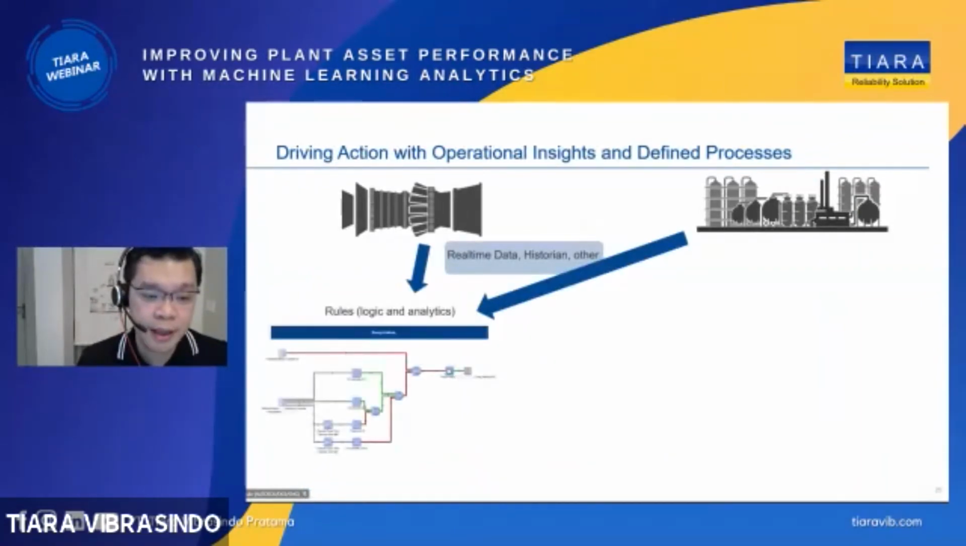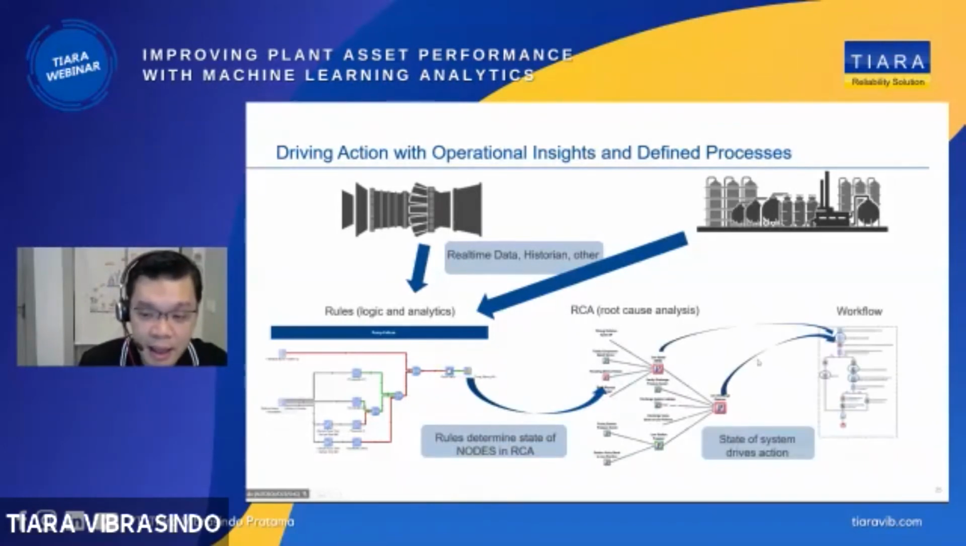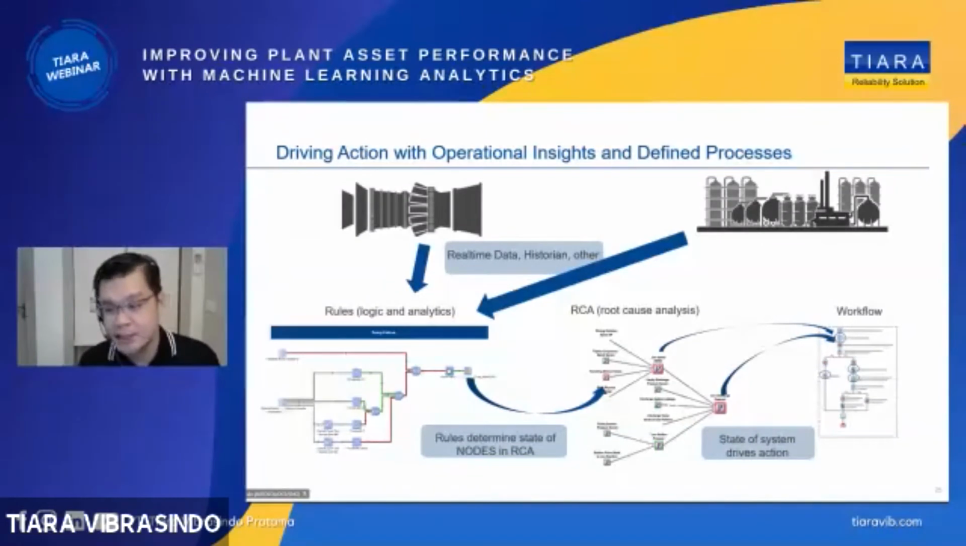So in summary, all your plant data, historical and real-time, is analyzed by the rules. It is analyzed by the logic, and the logic triggers root cause analysis, and the root cause analysis triggers the workflow. Now you see the full picture of how this system works. The rules read the data from all your historical data and real-time DCS data, and from system one, and then trigger root cause analysis, which in turn triggers a workflow.